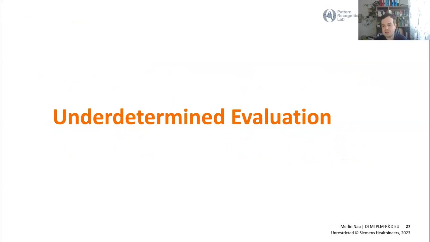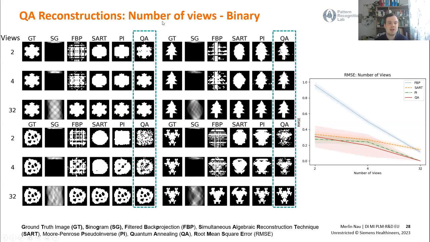Now, let's go to the last experiment that we conducted. And this was reconstruction when minimizing the views. Now, we can see again the same binary images and the different reconstruction techniques to reconstruct them. And now what we did was we did not take a fully determined setting. So we don't have a quadratic matrix anymore, but we have a non-quadratic matrix now. So we took 2 and 4 views basically, and then tried to reconstruct from them.